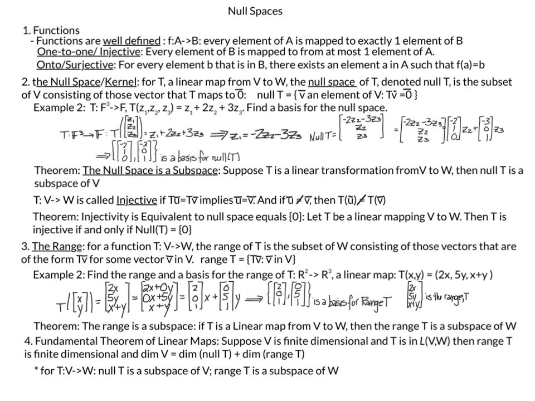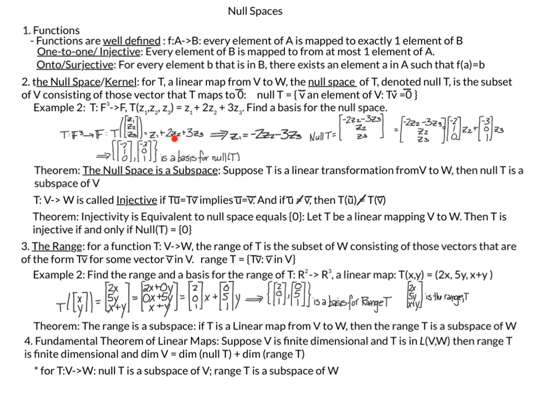We have this example where T goes from F3 to F, so T of (z1, z2, z3) is equal to z1 plus 2z2 plus 3z3. So what that looks like, if T goes from F3 to F, is that T of (z1, z2, z3) is mapped to the scalar z1 plus 2z2 plus 3z3.